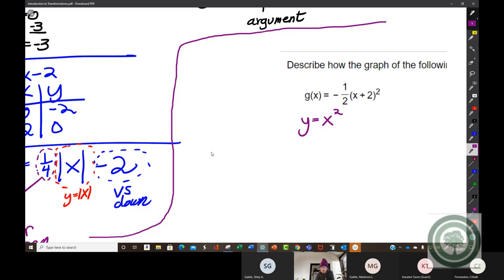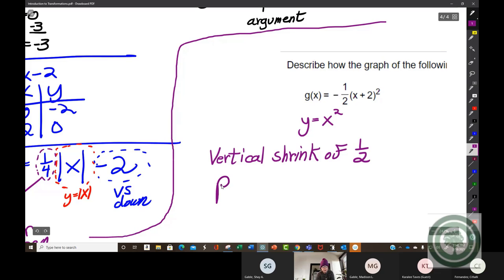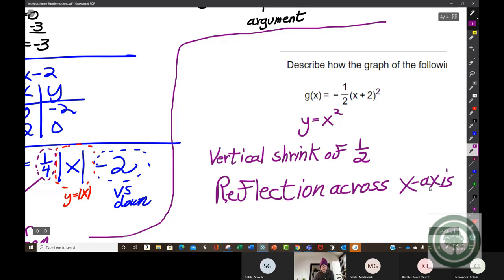Now you're going to have a vertical shrink. How come we've only seen vertical shrinks? There are stretches, really. A vertical shrink of 1/2. Not negative 1/2. Positive 1/2. This negative sign is a reflection. They're used for different things, so they're considered separately. Reflection across the x-axis. In other words, you're going to turn it upside down.